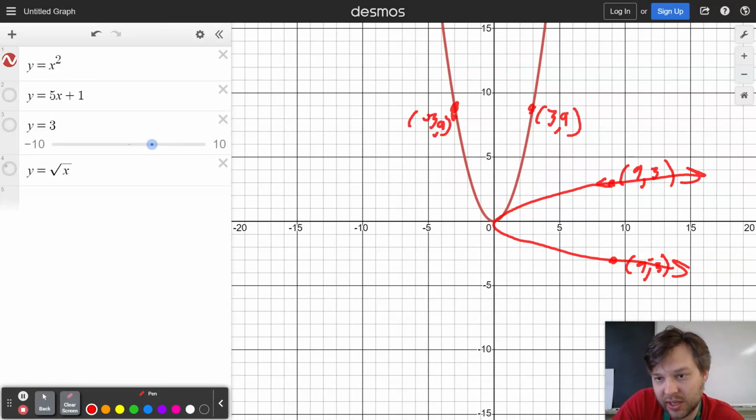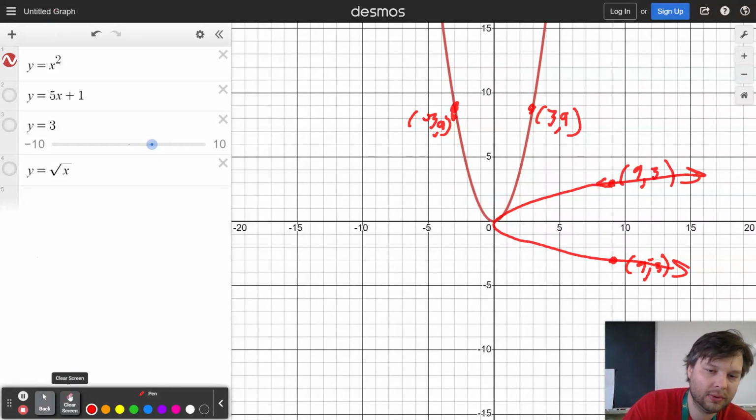Nope. There's an x value, such as 9 or 4 or any positive number. Every x value that's positive has two different y values, the top arm and the bottom arm. So y equals x squared has an inverse graph, but the inverse graph is not a function.